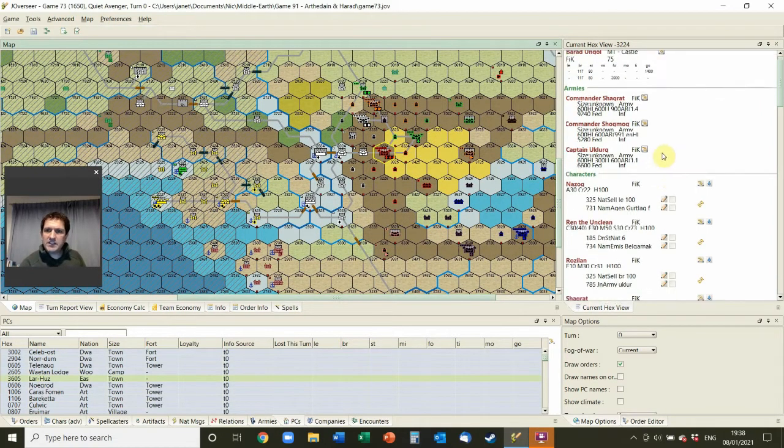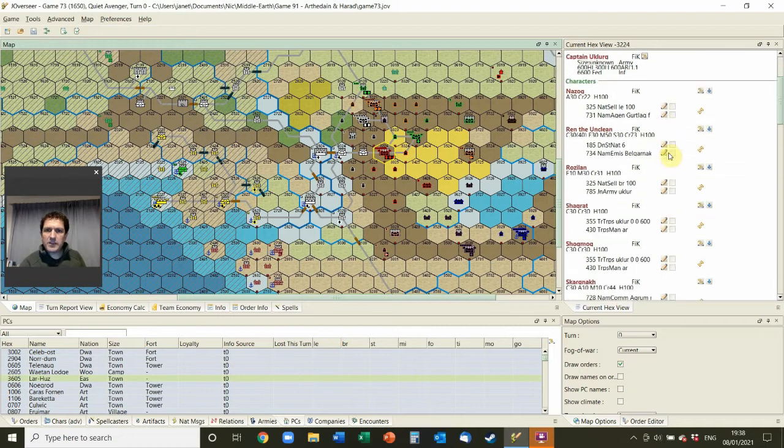We then have a list of characters. Now, because this is a capital, we've got quite a lot of characters starting here. I won't go through them all. But with each character, it gives their name, which nation they belong to, because while they're all Fire King people in turn 0, after a while, you will have other people turning up at your nation, some welcome, some not so welcome. And information for them will also come up.